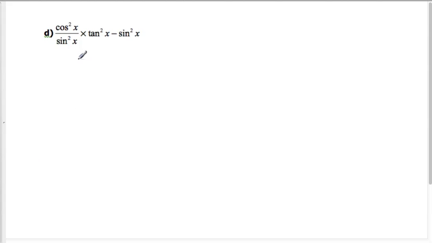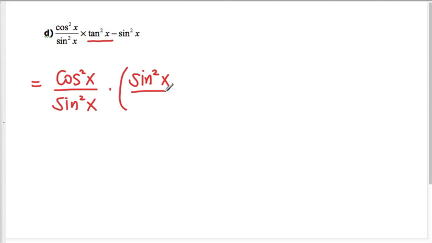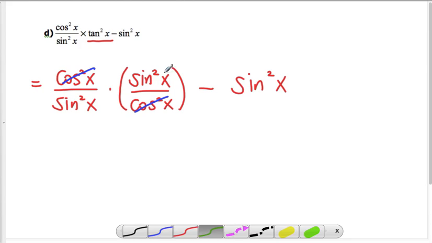Alright, next. Here it looks really complicated, but the first thing I notice is the tangent squared over here. So I'm going to change that to sine over cosine, but there's a squared. So first I write cosine squared over sine squared. Here's a sine squared times, instead of tangent squared, I'm going to write sine square x over cosine square x minus sine square x. Okay, maybe you see it, maybe you don't, but cosine square in the numerator, cosine square in the denominator, they simplify, and then sine square and sine square simplify.